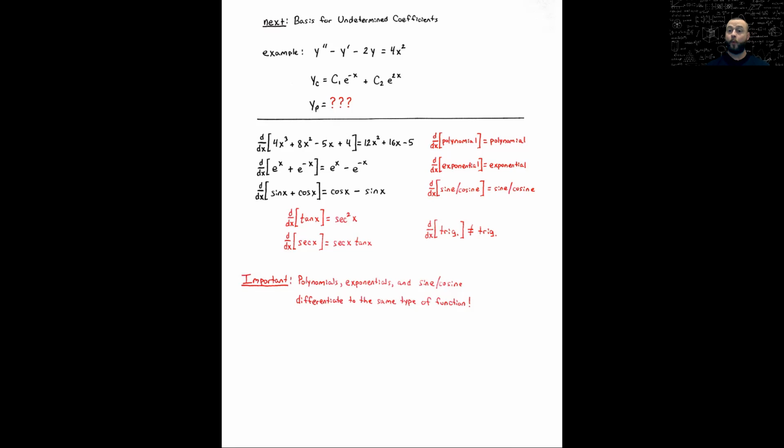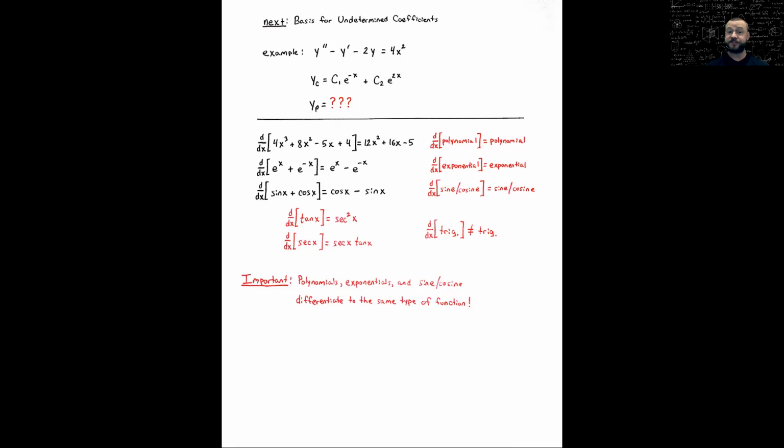All right, so what's important about polynomials, exponentials, and sine and cosine functions? Well, they are functions that differentiate to the same type of function. Polynomials differentiate to polynomials, exponentials differentiate to exponentials, and sine and cosine differentiate to sine and cosine. And again, keep in mind here, because we're learning about second order differential equations, we want to think about things differentiating back to themselves up to 2 orders of derivatives.